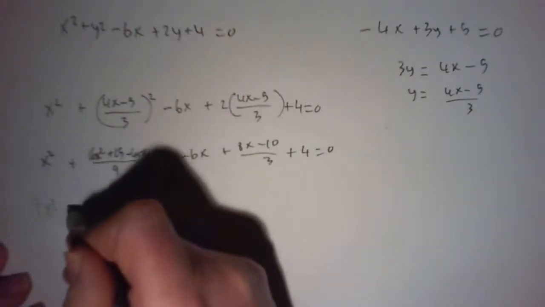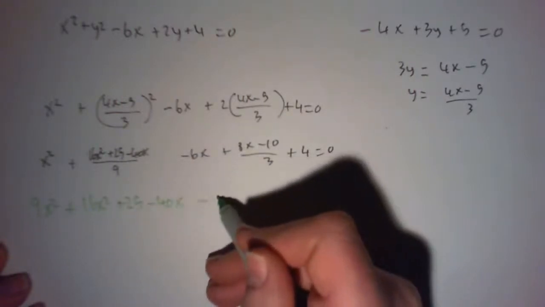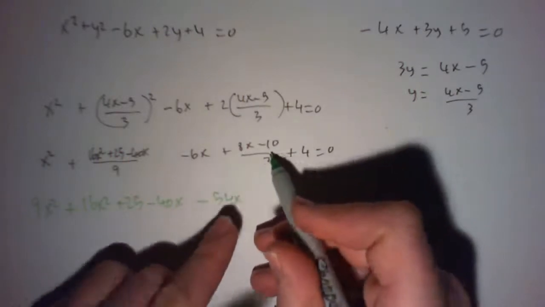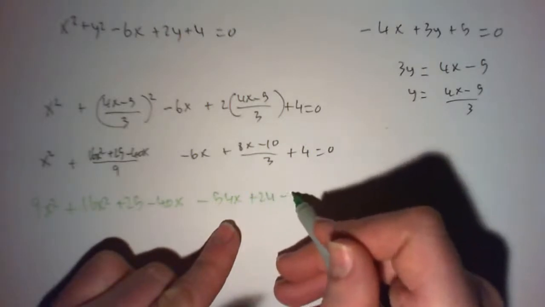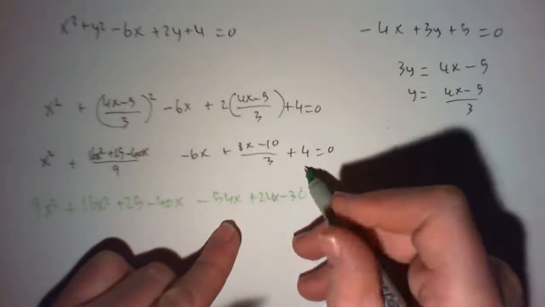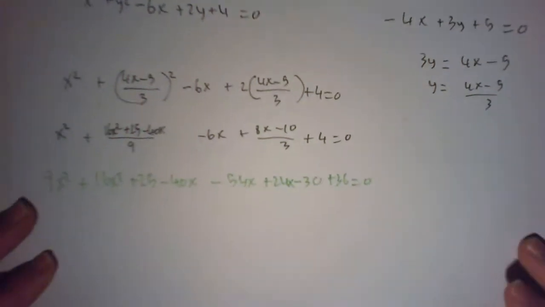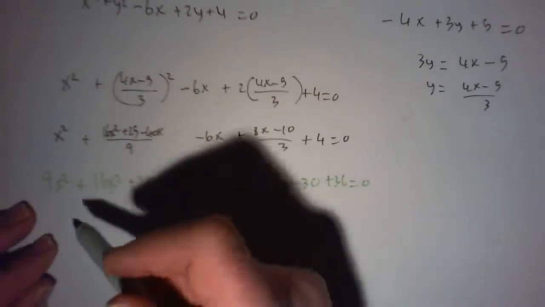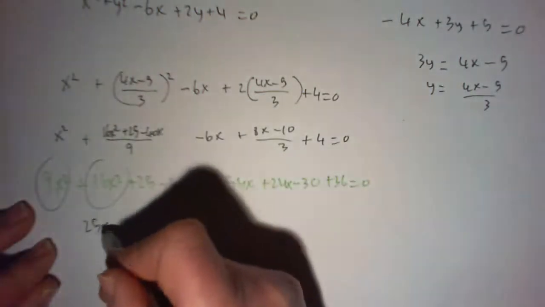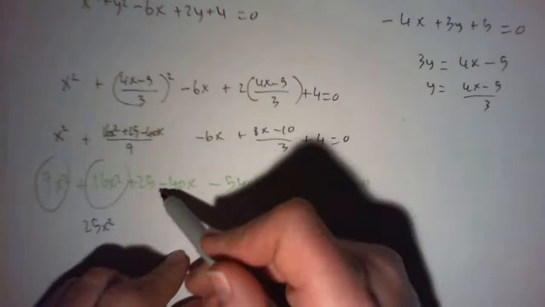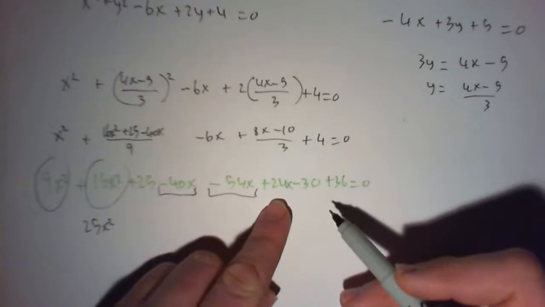That'll be 9x squared plus 16x squared plus 25 minus 40x minus 54x. Now, multiplying that by 9 means multiplying everything there by 3: plus 24x minus 30 plus 36 equals 0. Oh, this is going to be epic. Okay, so let's add the x squared. There's only 2 of them, it's not too bad. So 25x squared. The minus 40 minus 54 is minus 94, plus 24.